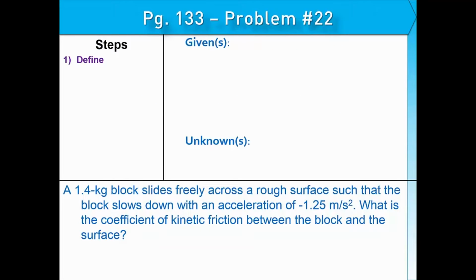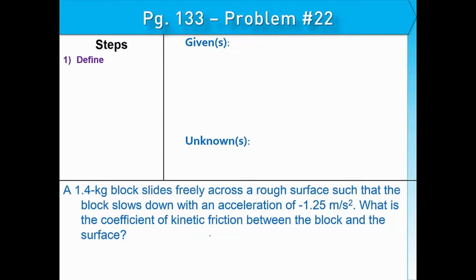In this problem, we have a 1.4 kilogram block. It slides freely across a rough surface such that the block slows down with the acceleration of negative 1.25 meters per second squared. What is the coefficient of kinetic friction between the block and the surface?